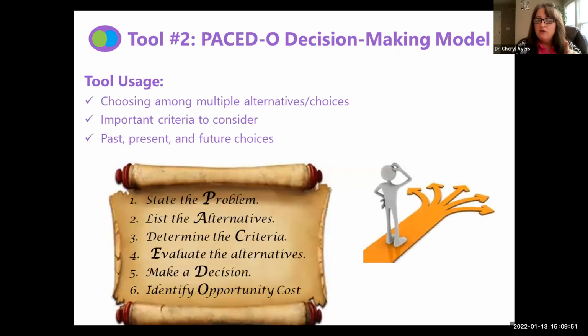The acronym is: state the problem, list the alternatives, determine the criteria or things we hope to achieve at the end of the decision. Evaluate the alternatives in a way that's other than just eyeballing it and picking a choice out of a hat. Let's put some numbers to it. Let's get a little bit more precise. Make a decision. And I added the O because whenever you make a decision, help your adult learners be clear on what that decision costs them, not always in terms of money, but in terms of opportunities given up.